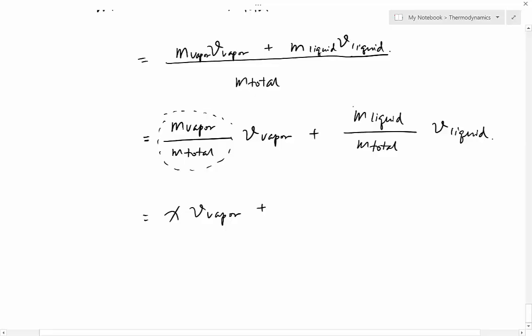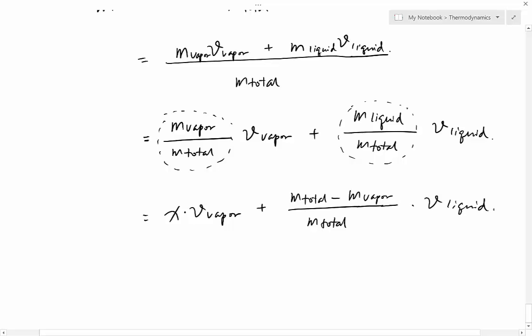And what about this term? Can we do something about this term? Mass of the liquid divided by total mass. It's very straightforward. Mass of the liquid, we can rewrite into, first of all, the denominator will still be the same. What about the numerator? We can rewrite it to total mass minus vapor mass. And what is left must be the mass of the liquid, right? Okay, and then multiply by nu liquid.